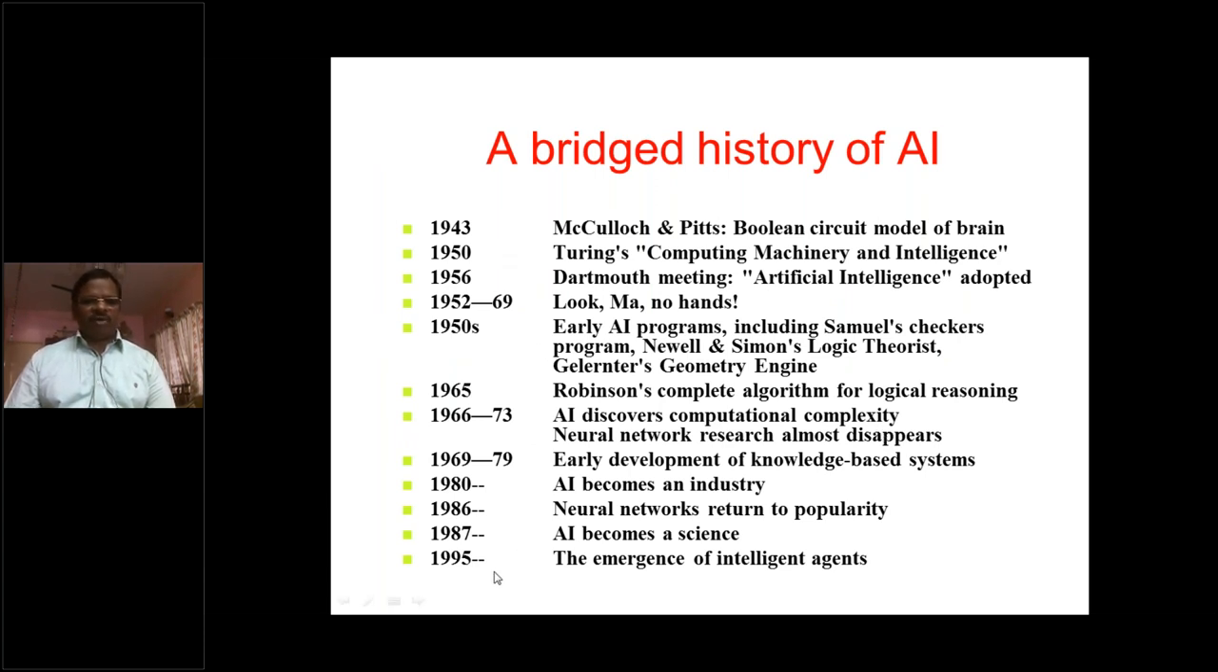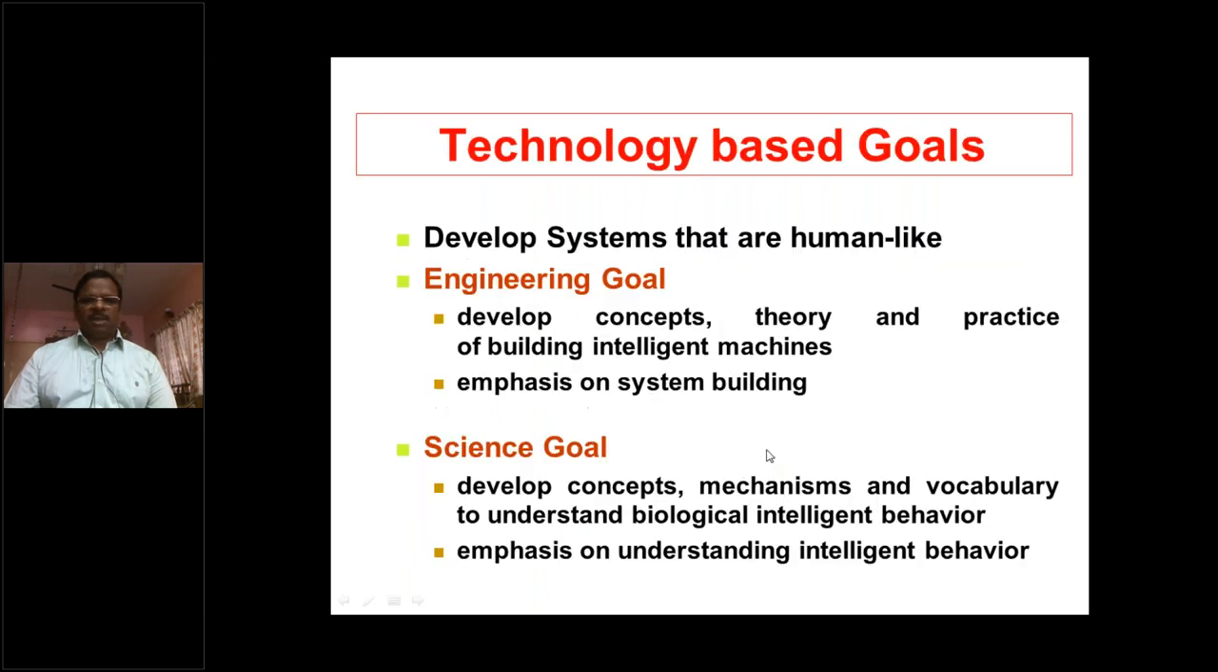From 1943 to 1995, what were the implications and improvements carried out by developing information systems, the advancements of artificial intelligence oriented concepts, and the technology-based information about AI? There are two kinds of goals in AI. By using these two kinds of goals we can make an AI system, developing systems that are human-like, that act like a human.